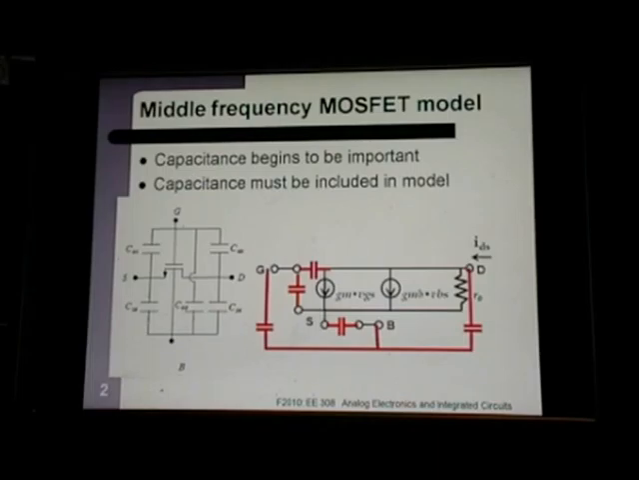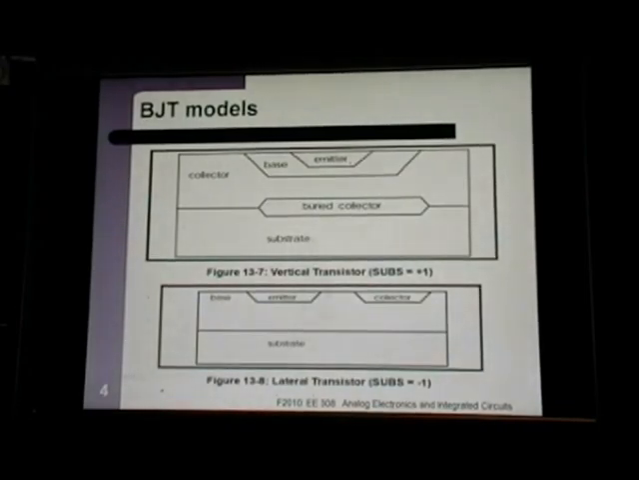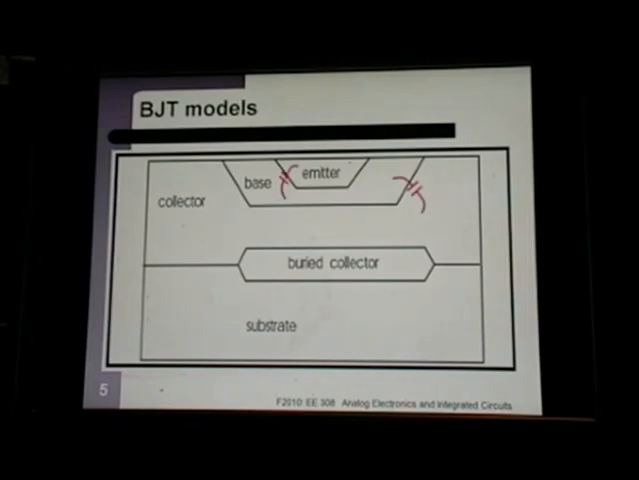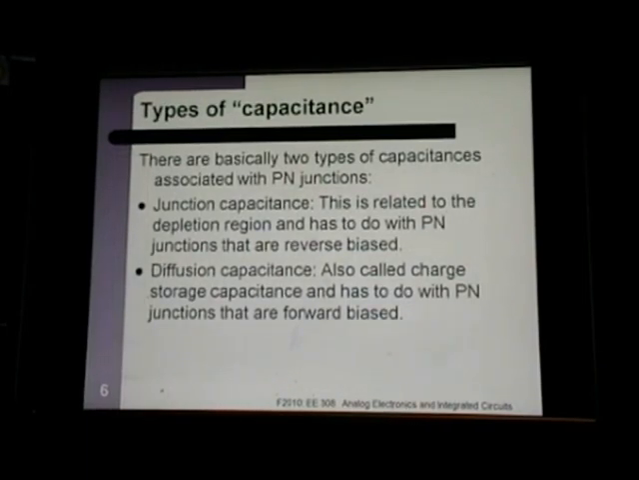And when we talked about BJT, we talked about every place that there's a PN junction, you see a capacitance. There's two types of capacitance. There's the junction capacitance and there's diffusion capacitance. Diffusion capacitance, again, is a reverse bias PN junction, and junction capacitance is forward bias PN junction.